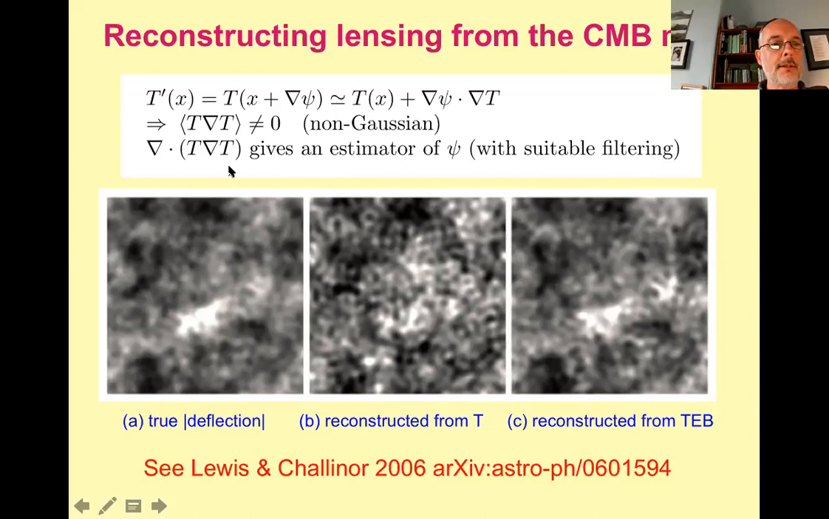And this really works. So here's an example from this 2006 review by Lewis and Challinor. Here is a simulated deflection field. What's actually being grayscaled here is the magnitude of the deflection angle. So this is the amplitude, the modulus of grad psi. If you just have the CMB temperature field modulated by this perturbation, this sort of approach would give you this reconstruction. As you can see, it's not perfect. It becomes a good deal more accurate if you add in not only the temperature, but also the polarization data. So this is basically the algorithm that Planck implements.